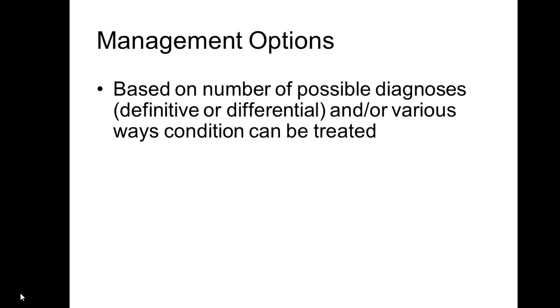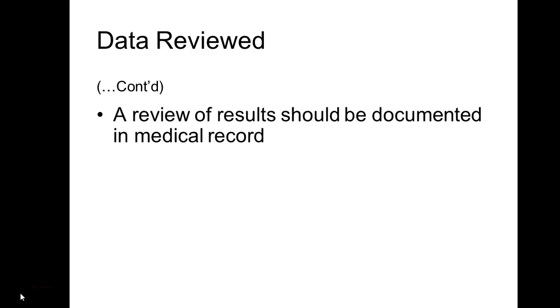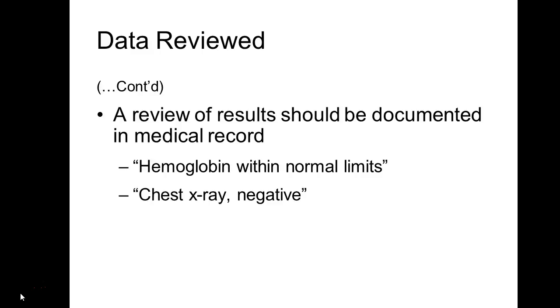Again, management options are the amount of diagnoses or the various treatments that a patient can have. Data to be reviewed, again, laboratory results, radiology results, and other tests and procedures, and medical records from other sources, other providers. Again, if the provider reviews the results, it should be documented in the medical record, especially if they review it with the patient. Something like the hemoglobin within normal limits, so that's coming from a blood test. Or again, a chest x-ray negative.